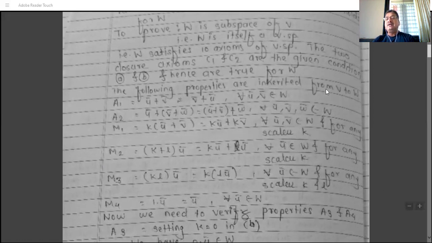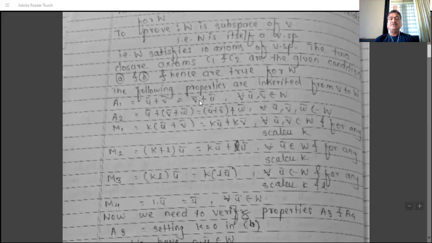These are inherited from V to W. These properties are true for V because V is a vector space, and hence these properties are obviously true for all the elements of W, because W is a subset of V. All the elements of W come from set V, and that's why these properties are true. Inherited properties. What are they?